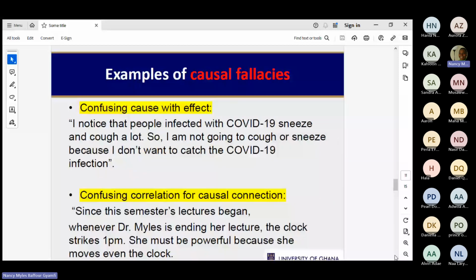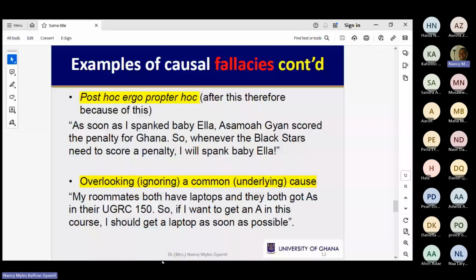Let me get Prince. I think Prince's hand was up. So Prince, you can read ignoring a common underlying cause for me. It's down there.